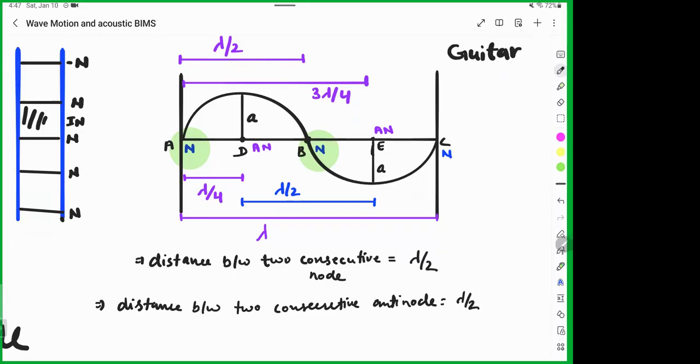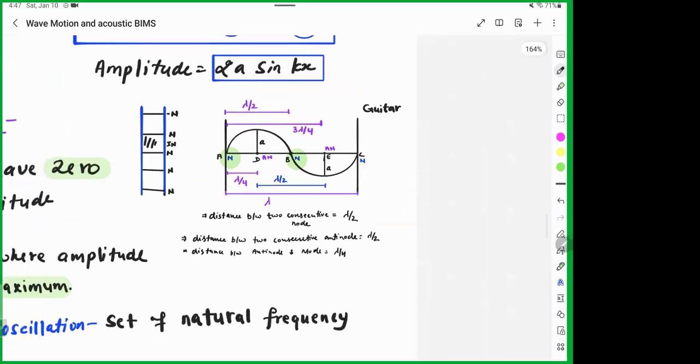Sania, what will be the distance between one node and one antinode? Lambda by 4. Yes, lambda by 4 between A to D, because at A you have a node and at D you have an antinode. So the distance between an antinode and a node will be lambda by 4. Understood? Done. That is a basic understanding.